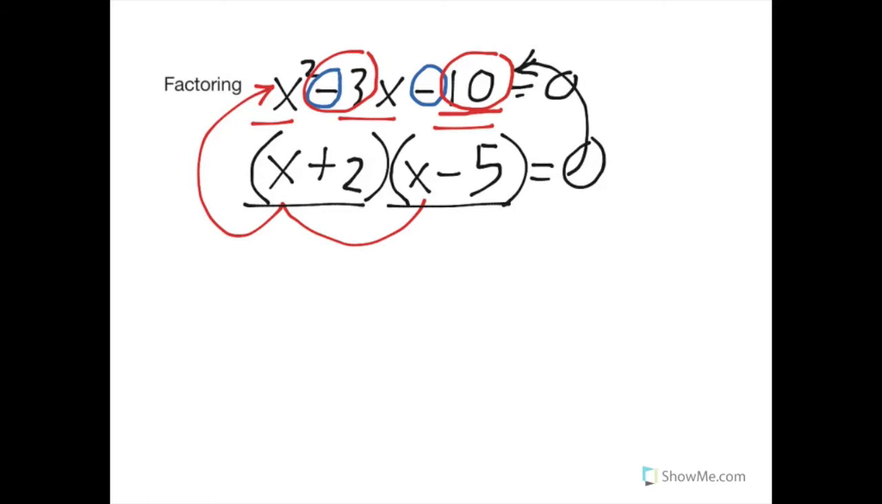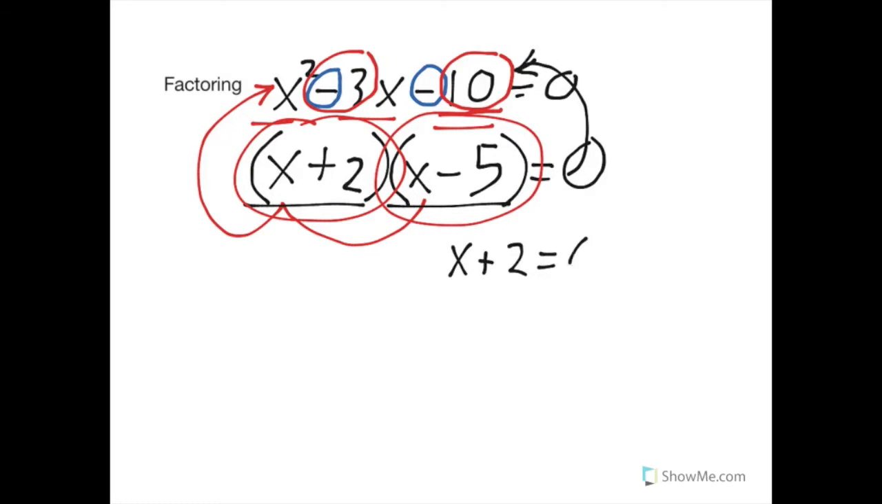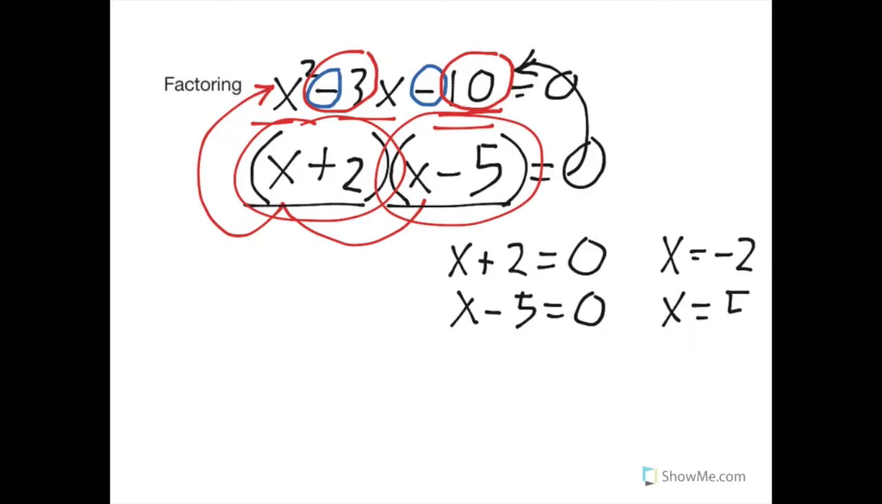And just like in the last problem, now that we have two separate pieces, we got this one and we got this one, we can set both of them equal to 0. So we have x plus 2 is equal to 0, and x minus 5 is equal to 0. Now we can solve them very simply. X is equal to -2. Simply subtract 2 from both sides. And this one is easy as well. Just add 5 to both sides. And x is equal to -2, and x is equal to 5. And that is your answer.